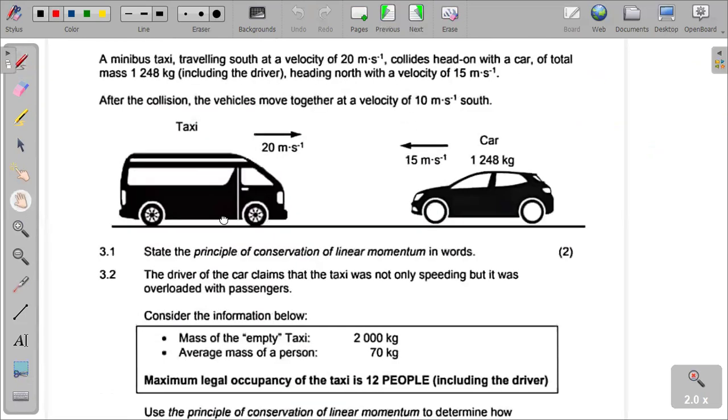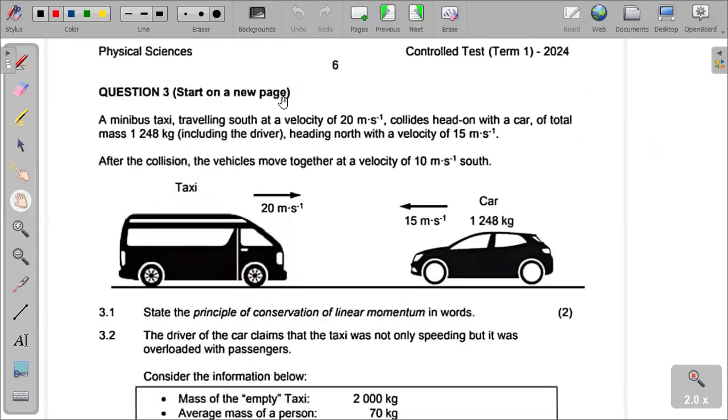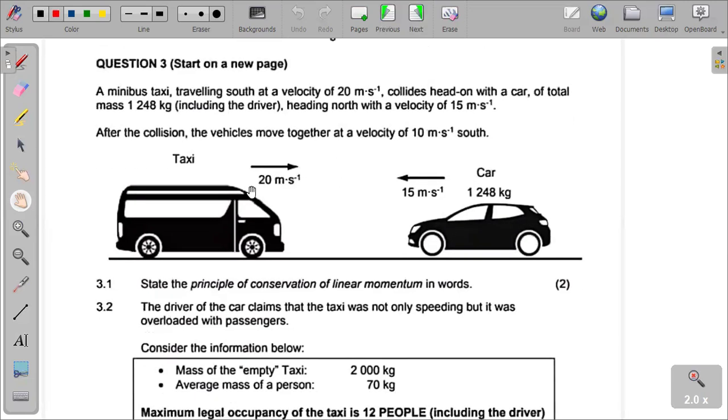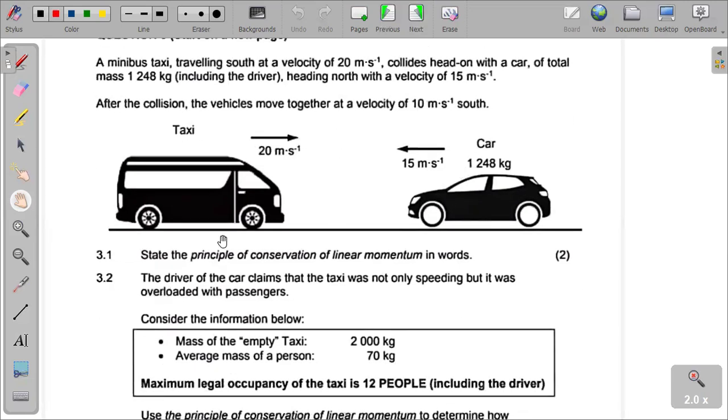The next question here is saying a minibus taxi traveling south at a velocity of 20 meters per second collides head-on with a car of total mass 1,248 kgs, including the driver, heading north with a velocity of 15 meters per second. After the collision, the vehicles move together at a velocity of 10 meters per second south. Right. There we have our text. Of course, there is the diagram. State the principle of conservation of linear momentum.